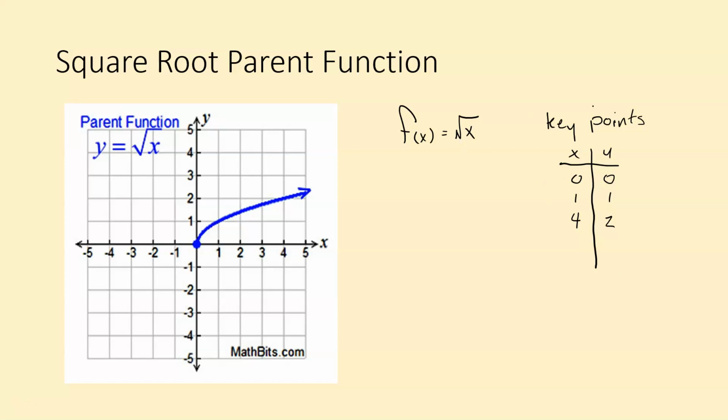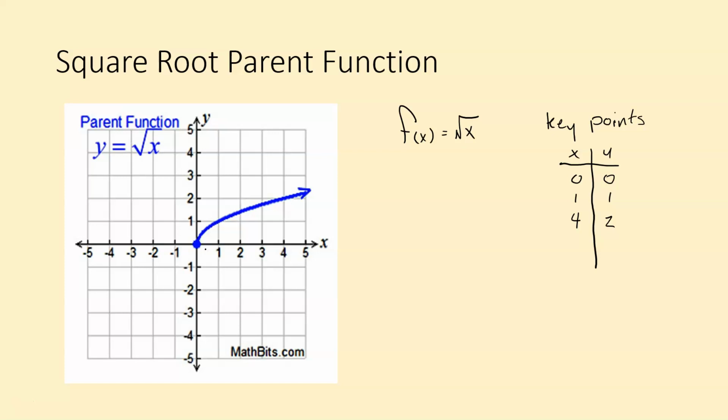So here are some key points to write down. 0, 0. You plug in 0. The square root of 0 is 0. 1, 1. You plug in 1. Square root of 1 is 1. So here's 0, 0. Here's 1, 1. And then 4, 2. You plug in 4. The square root of 4 is 2. So that would be up here.